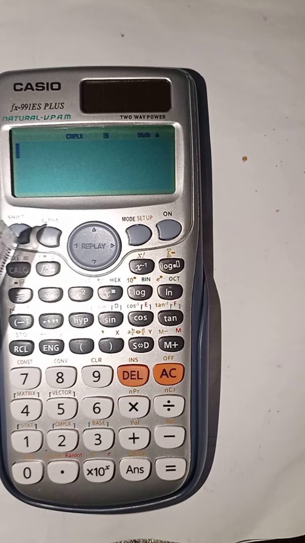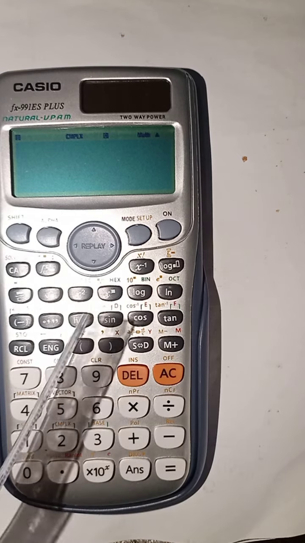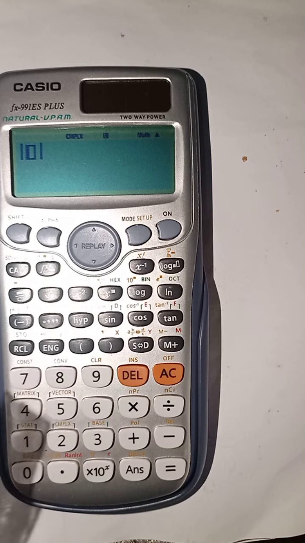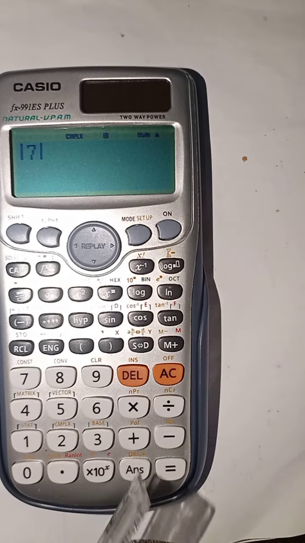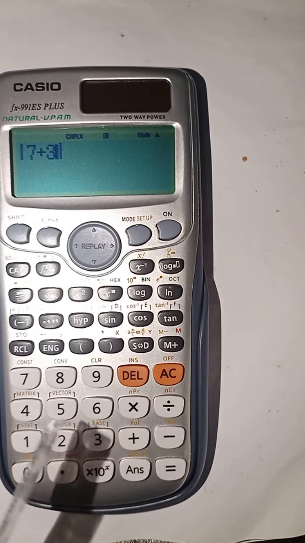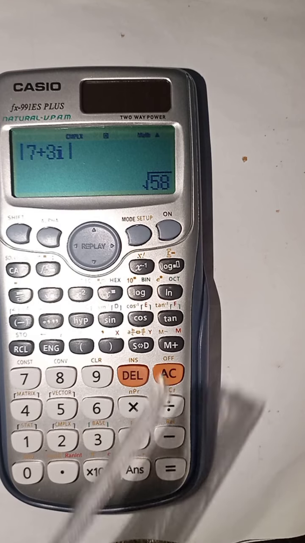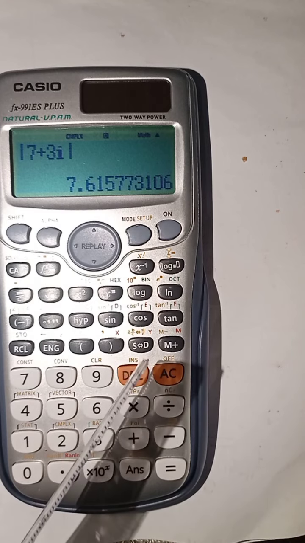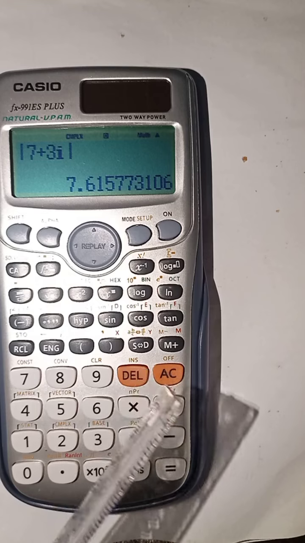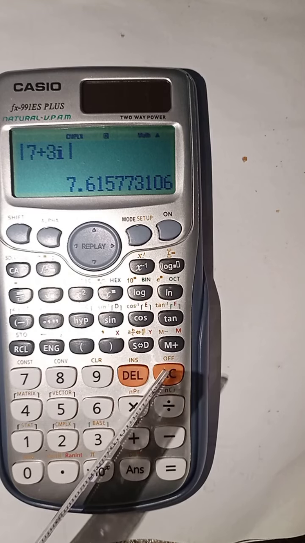Okay, the next question, the same thing. Shift HPY. That is 7 plus 3i. That's equal to root 58, or 7.62 approximately. That would be the answer to that.